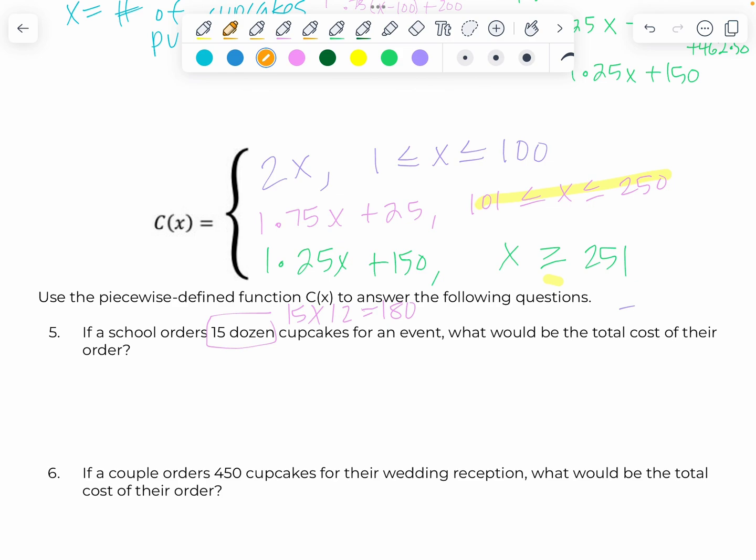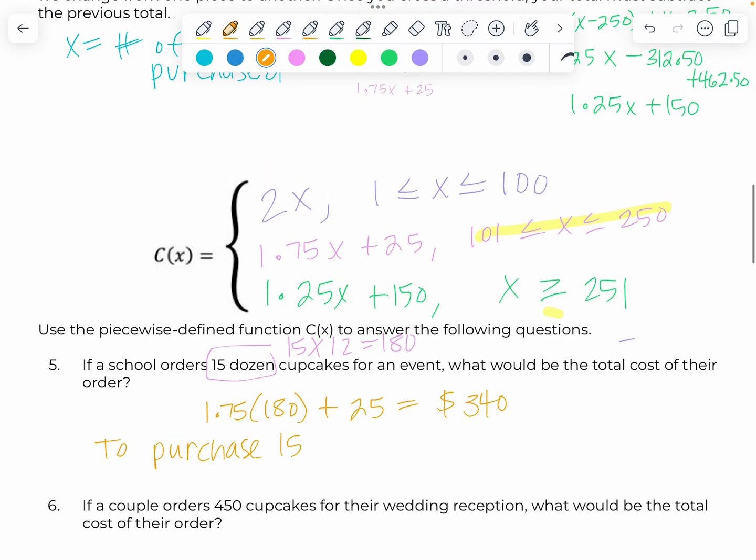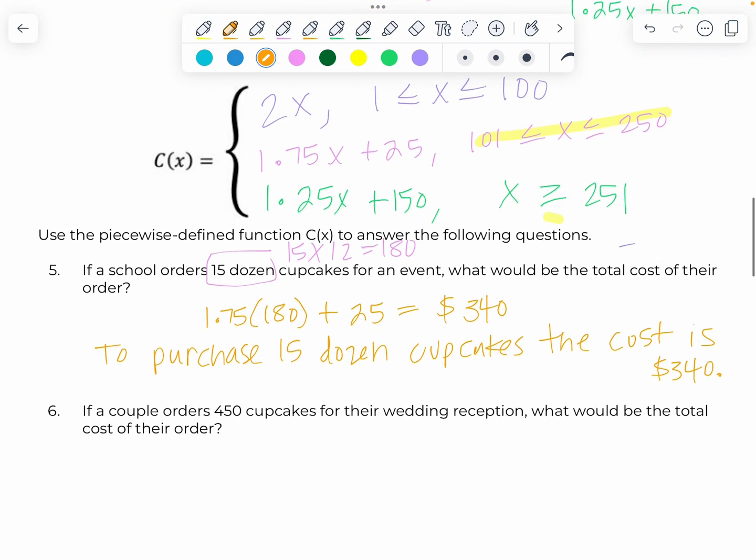So we would say 1.75 times 180 plus 25. If we work that out, we find out that that's going to cost us $340. So we could say to purchase 15 dozen cupcakes, the cost is $340. And then for 450 cupcakes, that's going to be that very bottom equation.